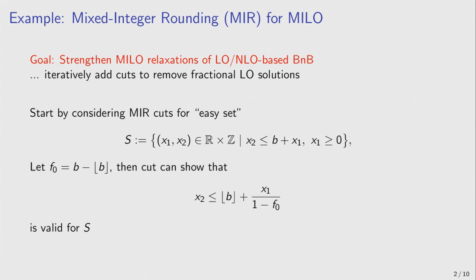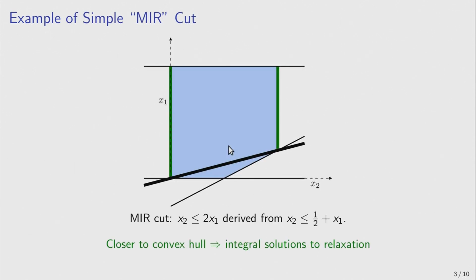And so one very easy set is the set that's given here, where we have just two variables, a continuous variable x1 and an integer variable x2. And it is just given in terms of this very simple constraint here. And x1 is non-negative. And then you can show that you can strengthen this inequality by rewriting it in this way down here. So this cut is actually a valid cut for this set. So I have a little example to show this.